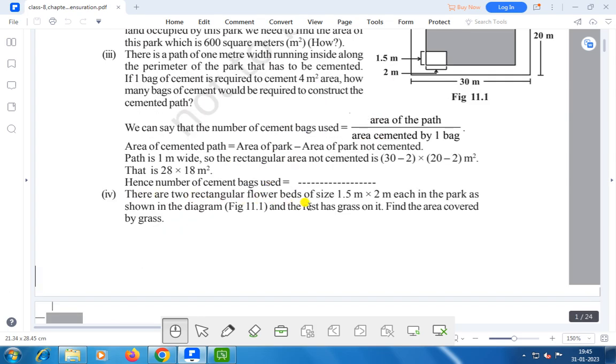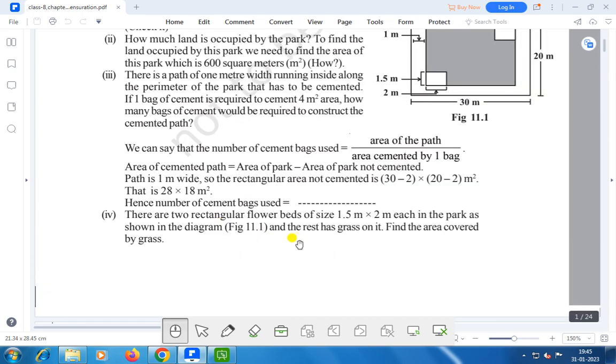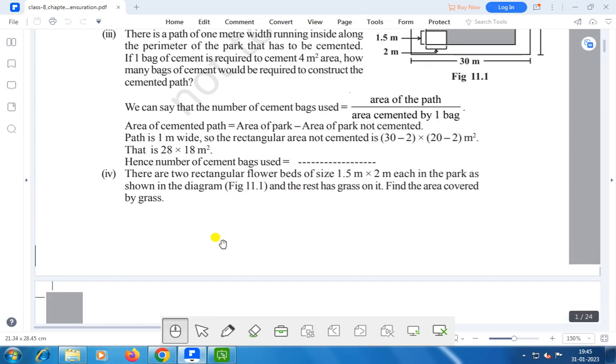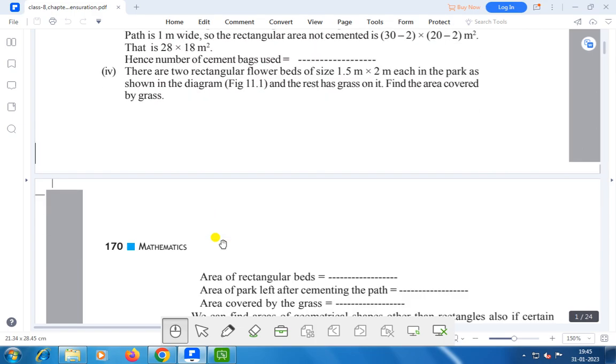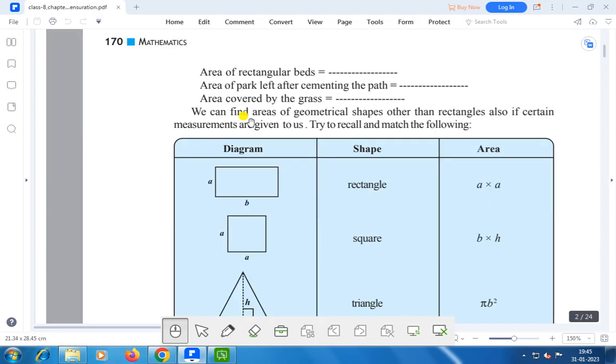Then there are 2 rectangular flower beds of size 1.5 meter into 2 meter each in the park as shown in the diagram 11.1, and the rest has grass on it. Find the area covered by grass. First of all, you have to find the area of the rectangular beds, area of park left over after cementing the path, and area covered by the grass. We can find all these by calculations.